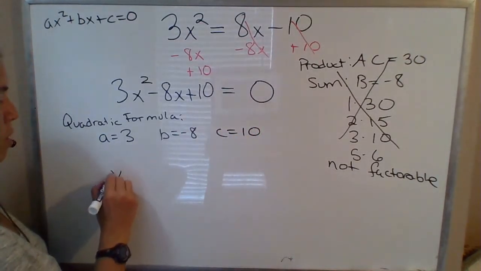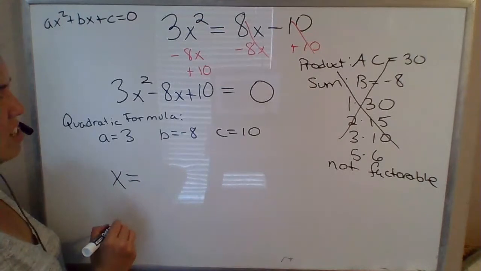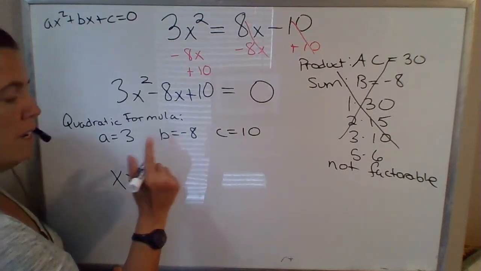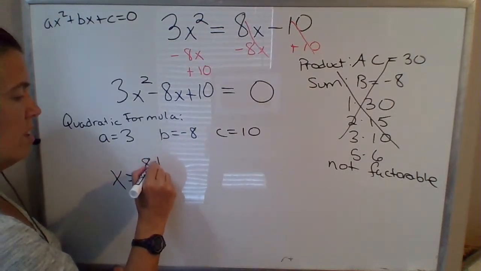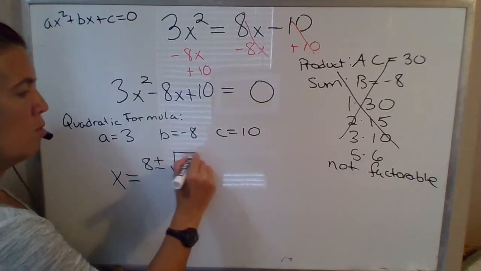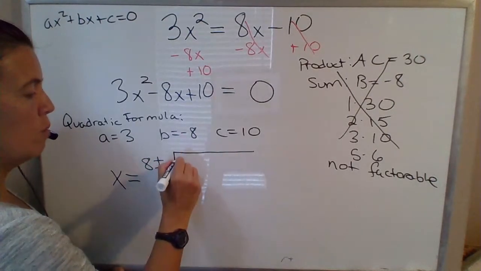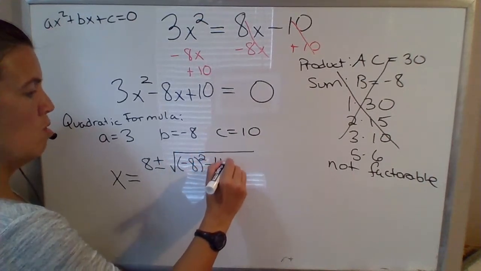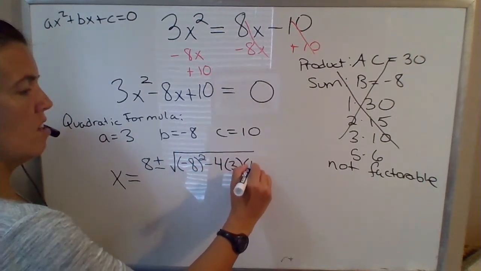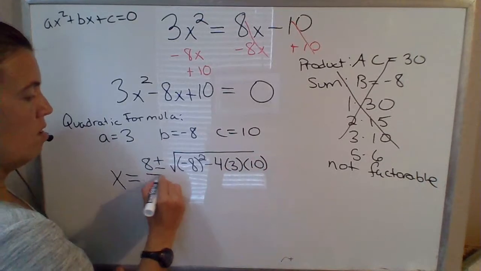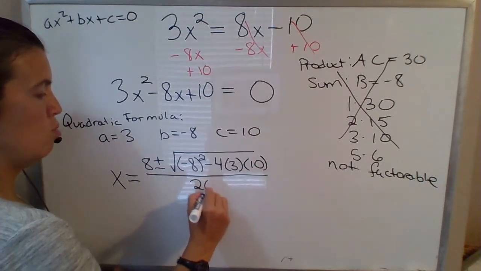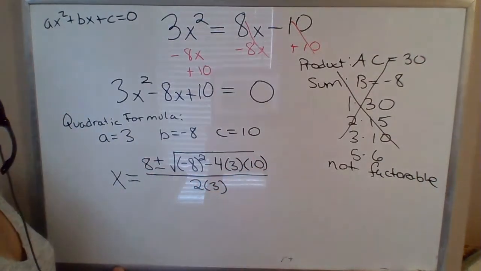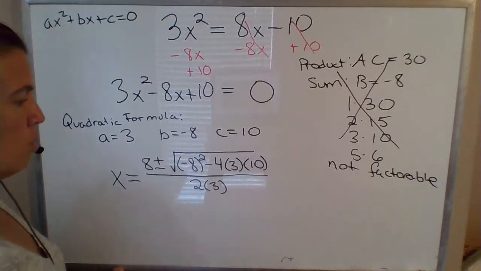Plug that into the quadratic formula, which says x is equal to opposite of b, so that'll be positive 8, plus or minus the square root of b squared minus 4 times a times c, all divided by 2 times a. Okay, so that's plugging into the quadratic formula.